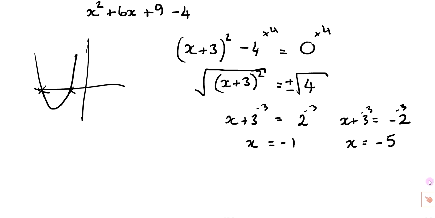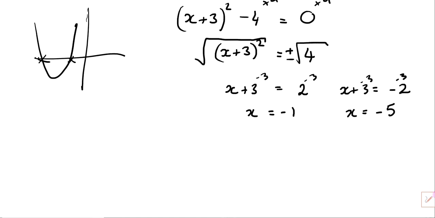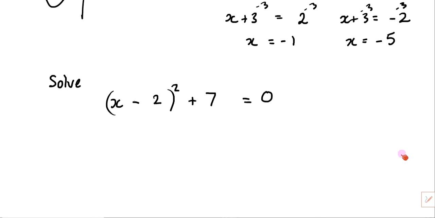All right? So, just to follow up on that then, if you had another example and I asked you to solve x minus 2 squared plus 7 equals 0. Okay. The same we just did. What would we do? Minus 7 on each side gives me x minus 2 squared equals negative 7.